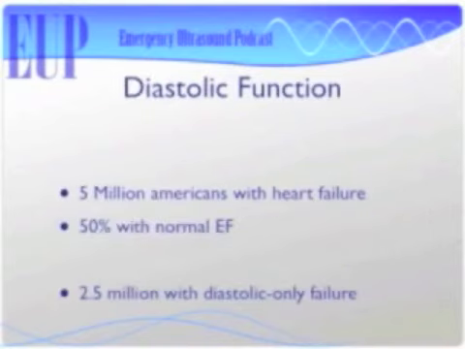It turns out that about half of the heart failure patients are diastolic failure only, which means that they have a normal ejection fraction. So their ejection fraction is 50 or 55%, but they still have pulmonary edema. They still present to the hospital with the same symptoms, and a lot of them still need to get admitted and diuresed. So 2.5 million people in the United States have diastolic only failure.